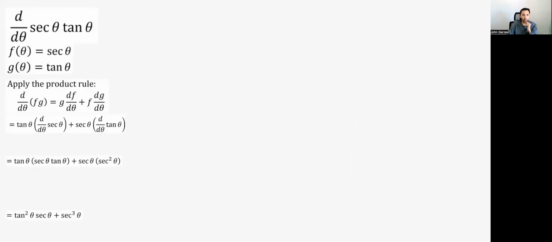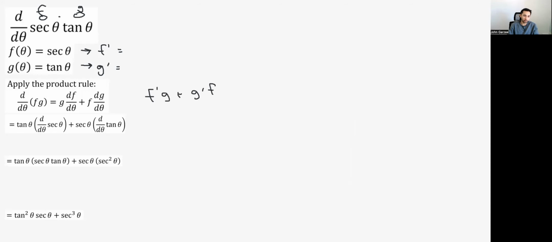Okay, let's do another one. This is going to be the product rule, because we're multiplying this guy times this guy. So we're going to call secant f, and we're going to call tangent theta g. And if you remember the product rule, you're basically going to do f prime of g plus g prime of f, or f'g plus g'f. So let's figure out what's the derivative for secant, and let's figure out the derivative for tangent. That's going to give us f prime and g prime.